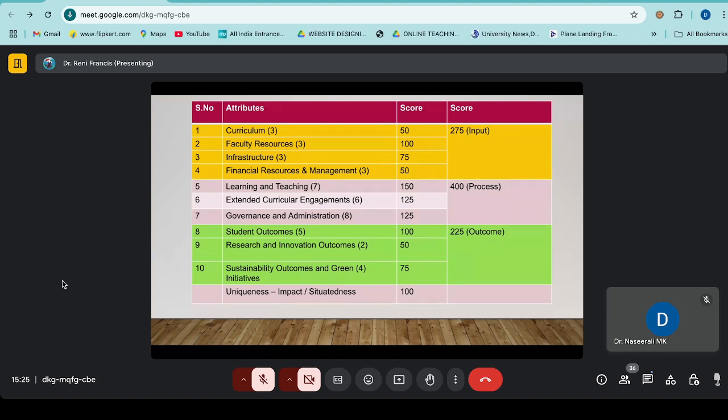So they are very clearly checking your input, your process, your output. Which means that if you have a process or output, it has to be shown from the input stage itself. Suppose you say something in the end, in one of these things like student outcomes, which is attribute 8, that my student is able to follow or do community activities. You have to show that in your attribute number 1, in your attribute number 6, and only then can you say that it is seen in attribute 8.